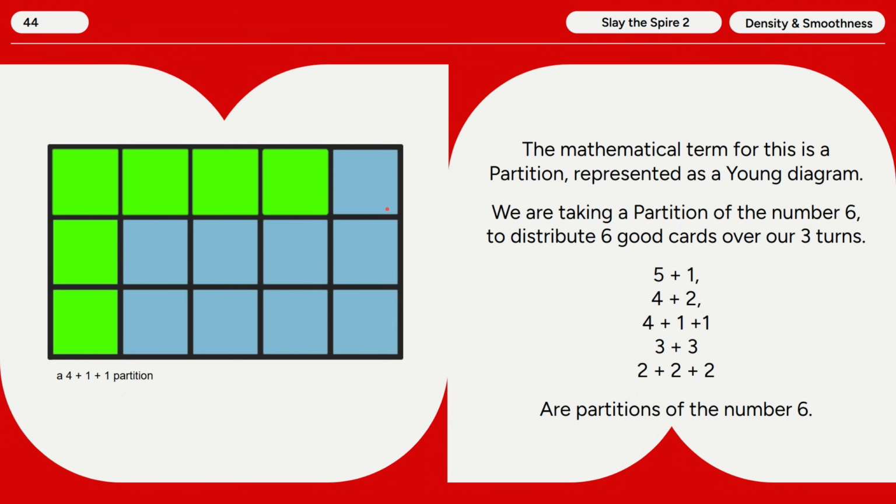We're taking a partition of the number 6 good cards, and we're distributing those 6 good cards over 3 turns. Each turn has a maximum of 5 cards, so we can partition the number 6 into up to 3 parts, with each part being at most 5. So 5 plus 1, 2 plus 4, 4 plus 1 plus 1, 3 plus 3, and 2 plus 2 plus 2. These are all partitions of the number 6 that meet our criteria here.